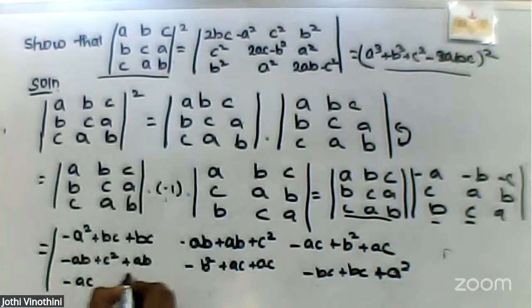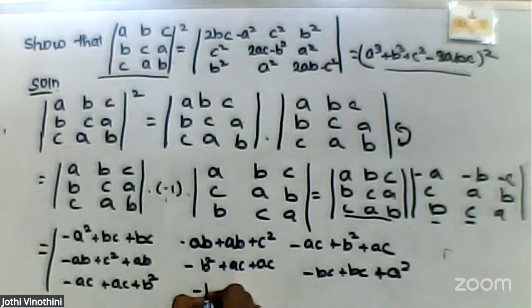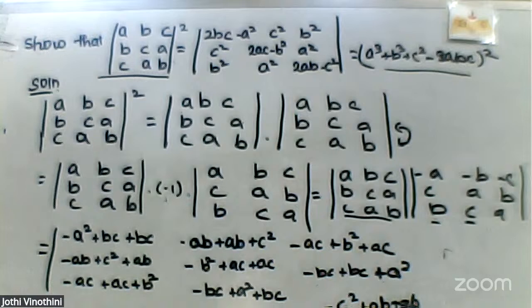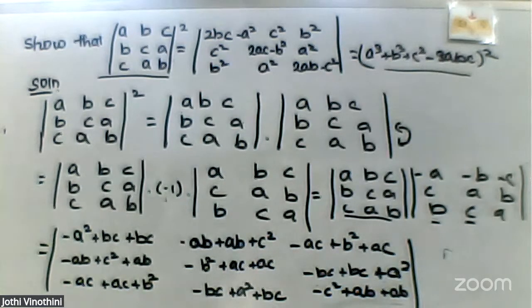So minus AC plus AC and plus B squared minus BC plus A squared plus BC and minus C squared plus AB and plus AB. Clear? So see, now we can simplify this, right? So we can write.